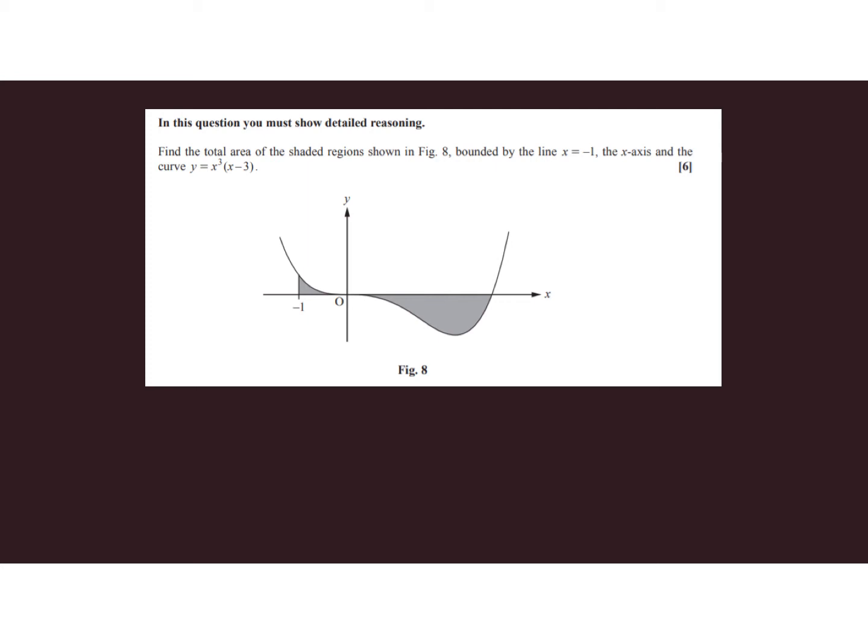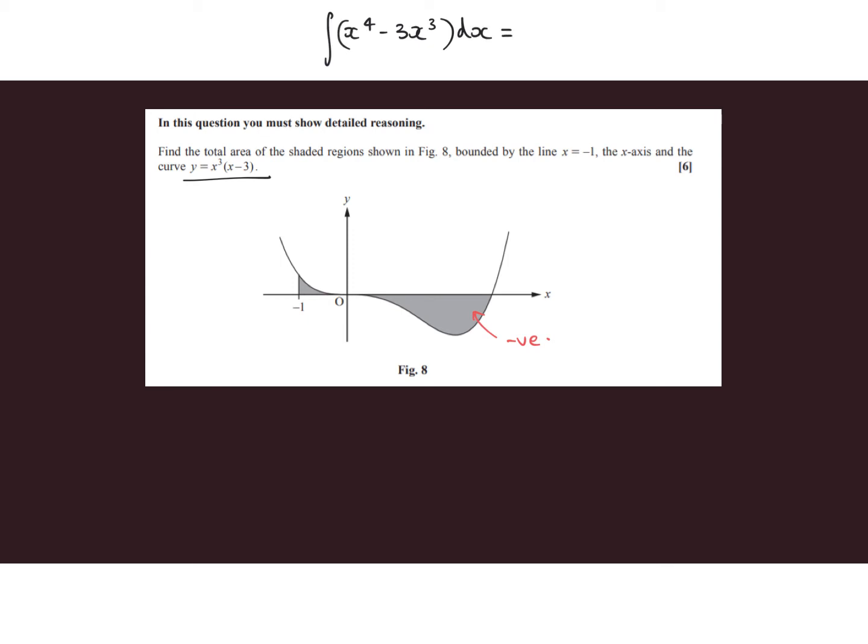So on to our next question, which is an integration question. We've got to find the total area of the shaded regions. Now, of course, this region falls under the x-axis, so it will be negative. So we are going to integrate this function here, which I'm going to expand as well. So it's x to the 4 minus 3x cubed. We're going to integrate this with respect to x.